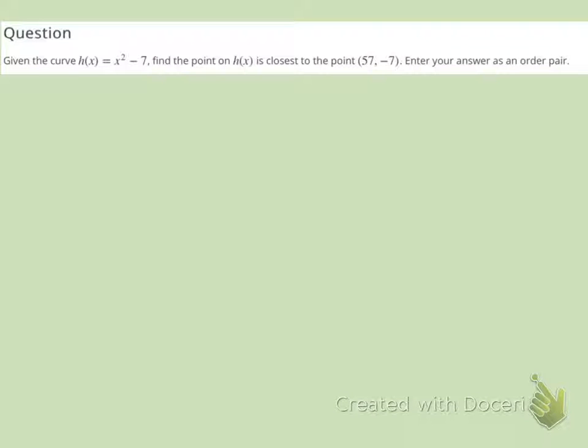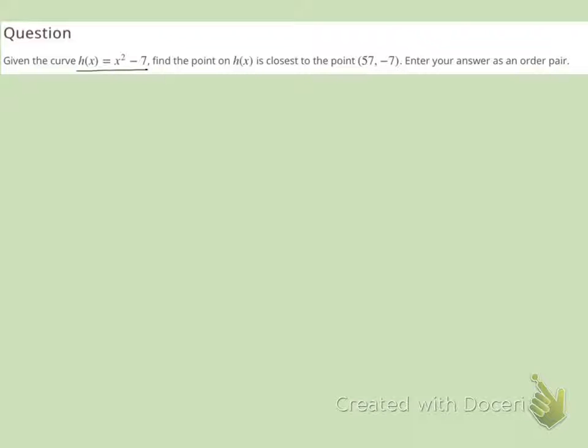So here we have another type of optimization problem. We have a parabola shifted down 7, so this h of x equals x squared minus 7. And we want to find the point on this parabola that is closest to the point 57 comma negative 7.